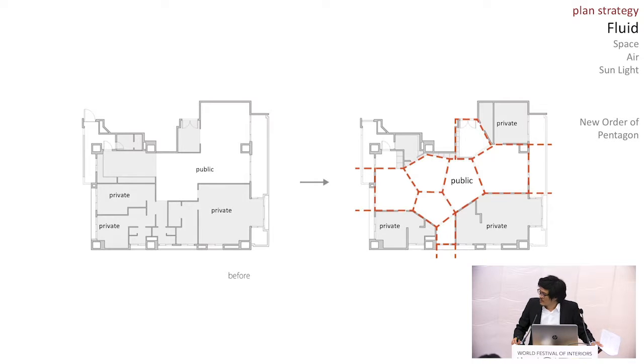So we try to reorganize the plan. First, we use geometry like pentagon systems, and we have 7 pentagon systems in the new plan, and we still have the 3 private rooms.